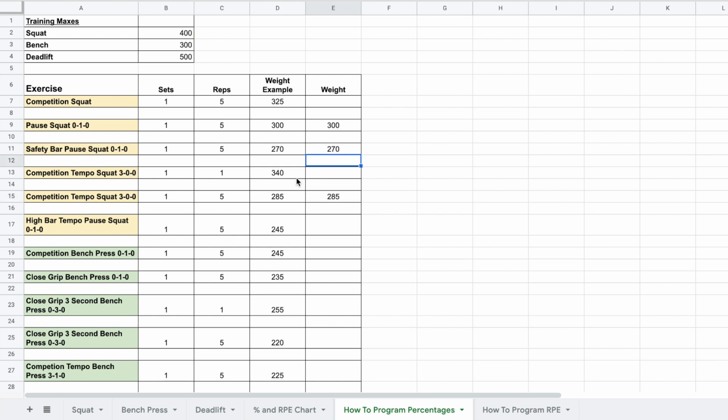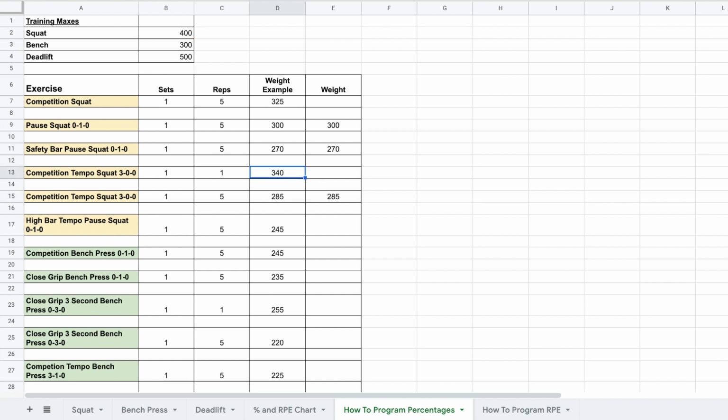While there's no direct science or evidence backing that, it's just what I found and what seems to correlate well when I'm programming percentage based for something like a tempo squat, and programming those based on how many reps we are doing.